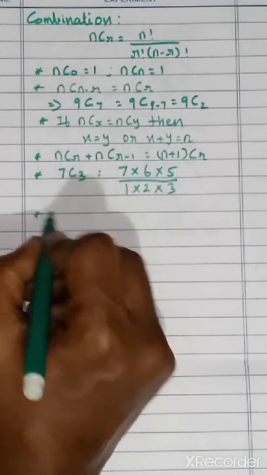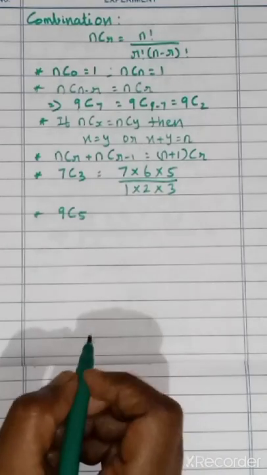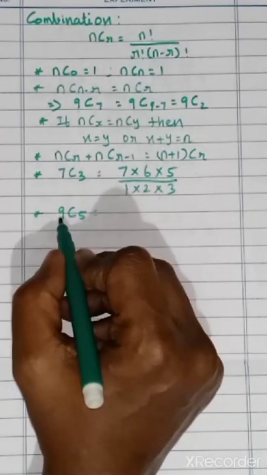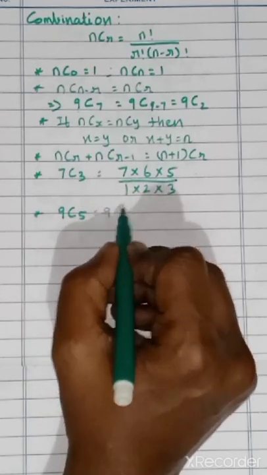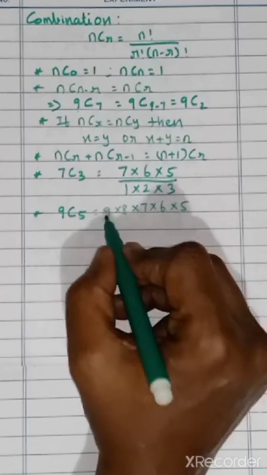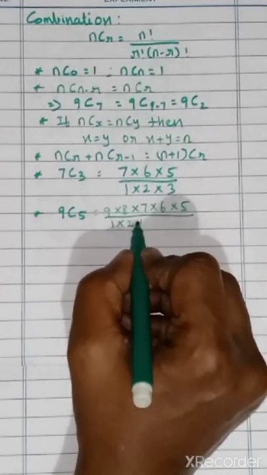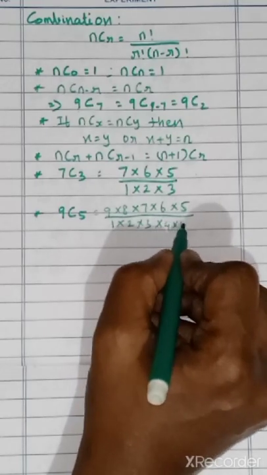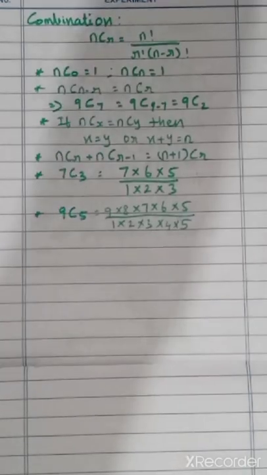One more I'll do: 9C5. How to do this without using the formula? Starting from 9, we take 5 numbers descending: 9, 8, 7, 6, 5. Divided by 1, 2, 3, 4, 5, starting with 1, taking 5 numbers. If you simplify this, you will get the answer. Is that clear?